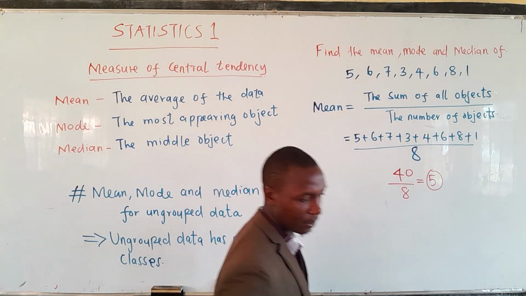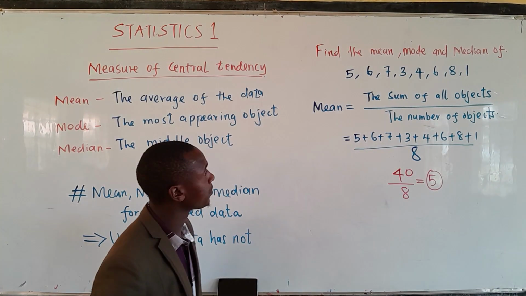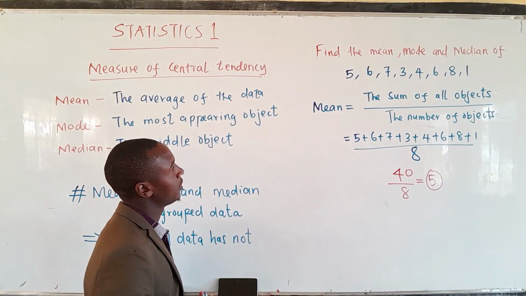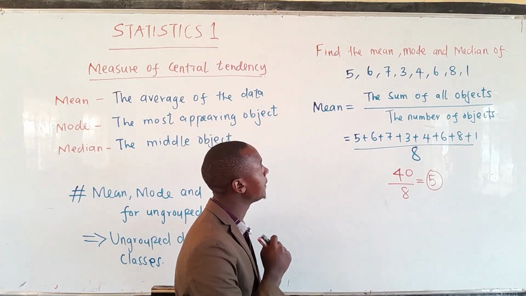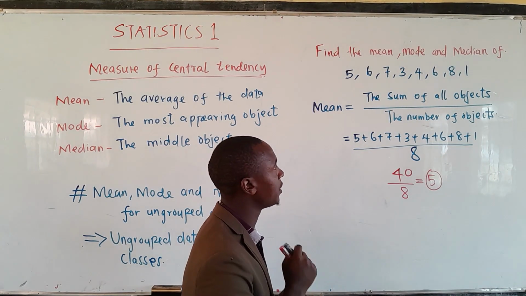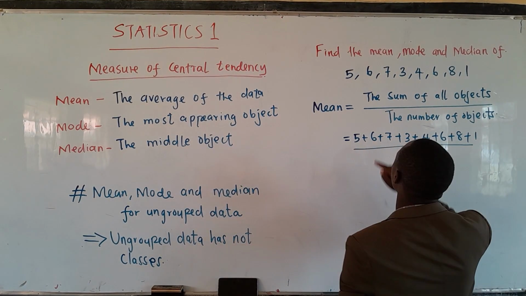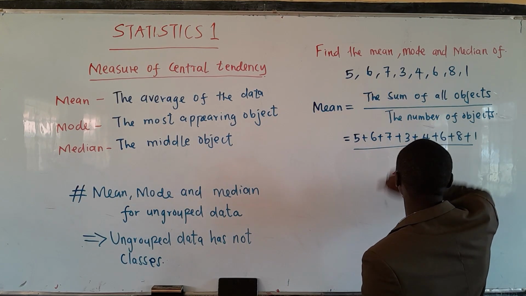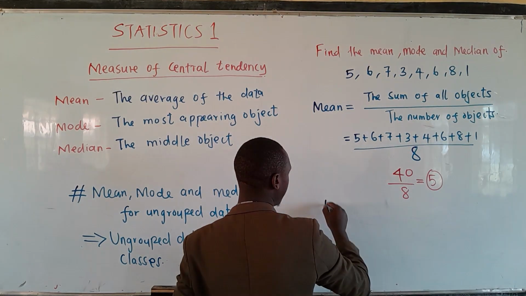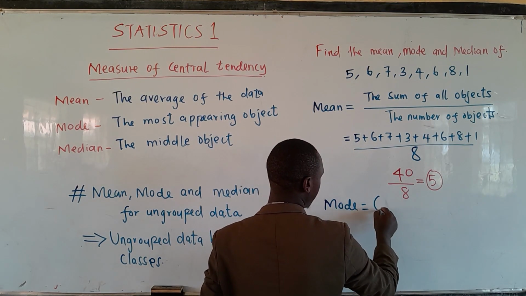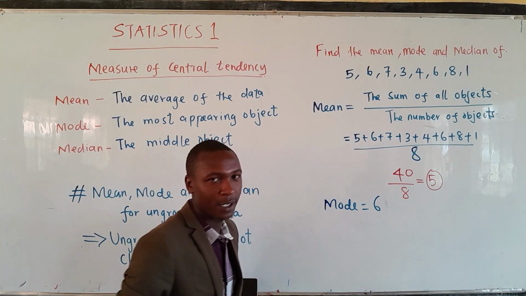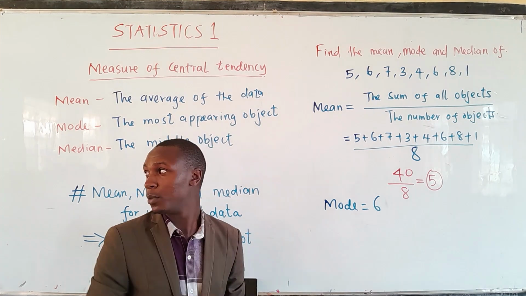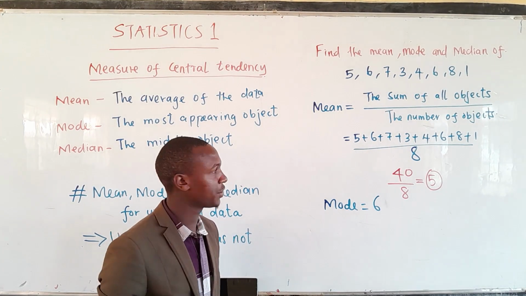Now what about the mode? The mode, as we know from our definition here, is the most appearing object. So if you look at 5, 6, 7, 8, 3, 4, 6, 8, and 1, you notice that we have an object that appears the most, which I believe is 3 or 6. So 6 is the most appearing, and therefore the mode is equal to 6. So we have two elements that appear in such data, and therefore going to the mode, that is the element that has appeared the most.